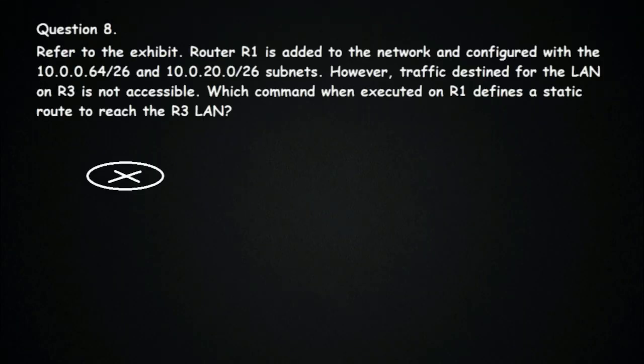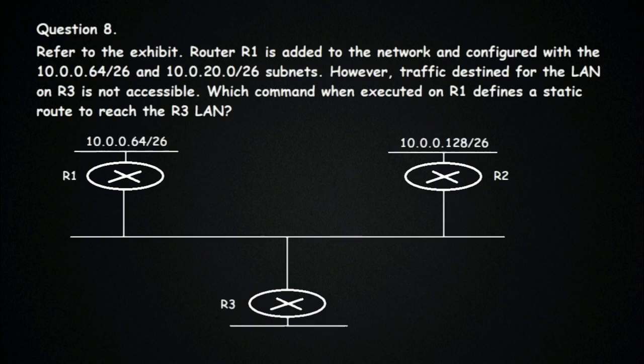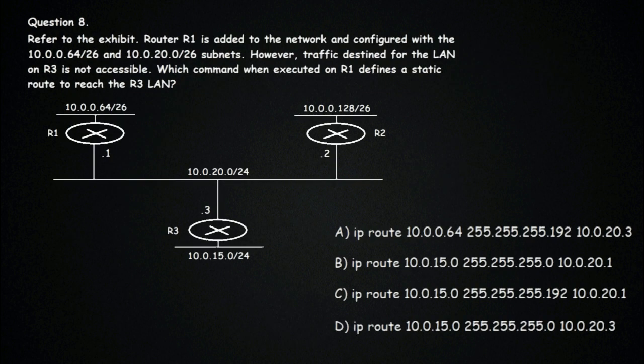Question 8. Refer to the exhibit. Router R1 is added to the network and configured with the 10.0.0.64/26 and 10.0.20.0/26 subnets. However, traffic destined for the LAN on R3 is not accessible. Which command, when executed on R1, defines a static route to reach the R3 LAN? Options. Correct answer is D.